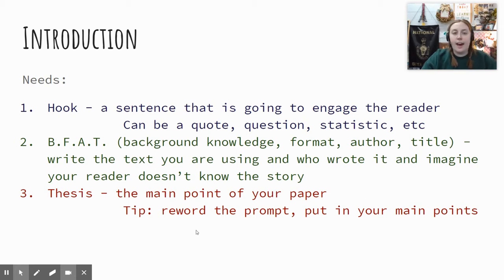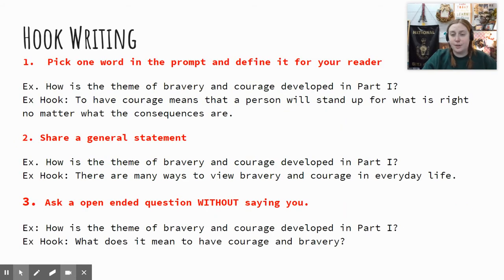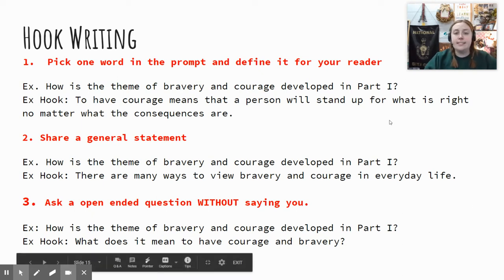Let's look at a few different ways that you can write a hook statement. These are my three different ways that I encourage students to find the one that feels the most natural to them. One way that you could write a hook is to pick one word in the prompt and define it for your reader. If you look at the example under number 1, this is the question that you guys are going to be answering in this paper. How is the theme of bravery and courage developed in part 1?